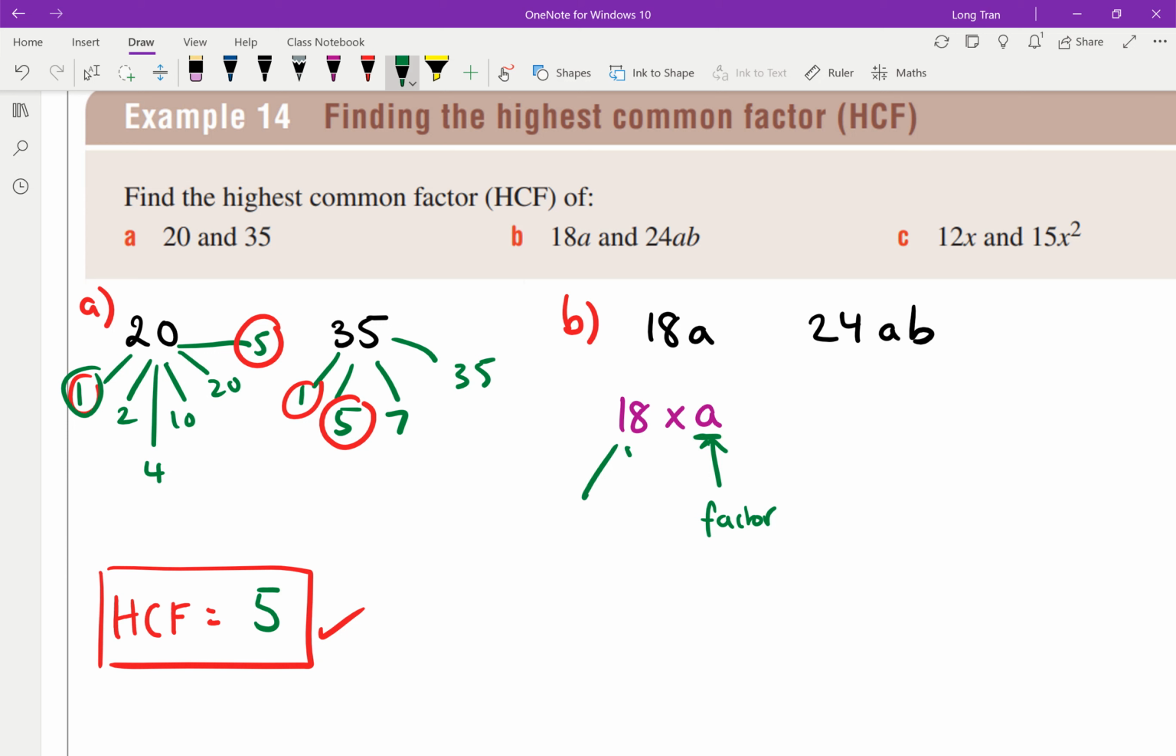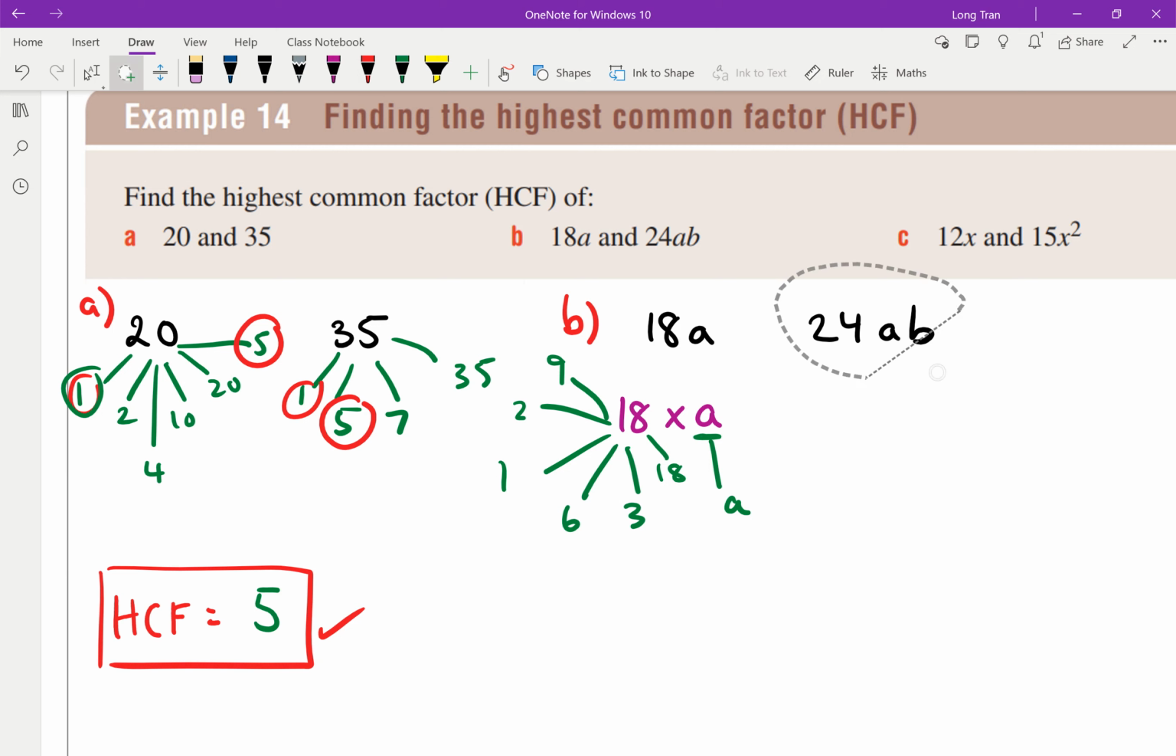Let's split up 18 now. 18 is easier to split up as factors. What are the factors of 18? You got 6 and 3, 1 and 18, 2 and 9. Very good. So that's 18 and A split up. What are all my factors? I'm just going to write here so you can see: you've got A, 18, 3, 6, 1, 2, and 9. You do the same thing for 24AB.